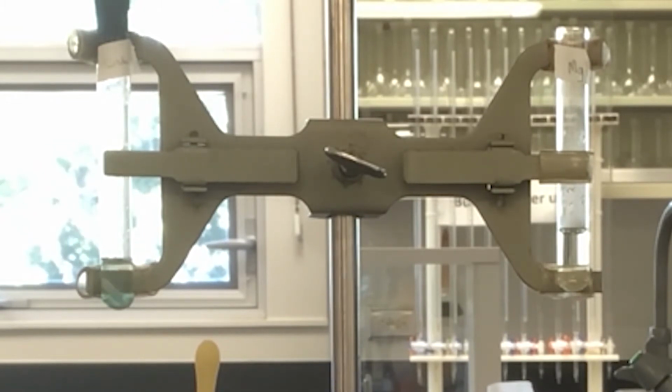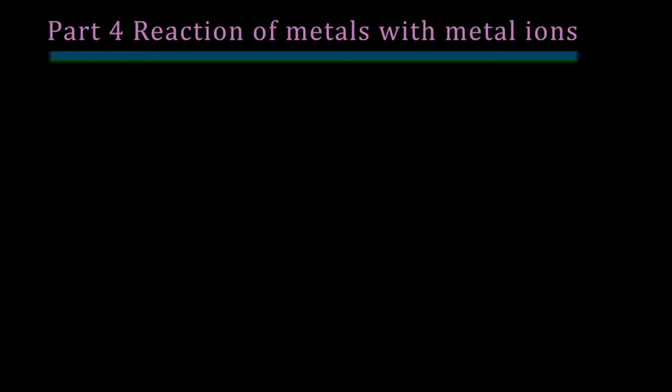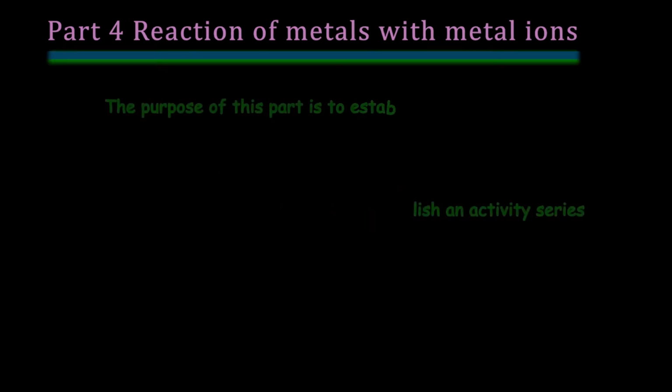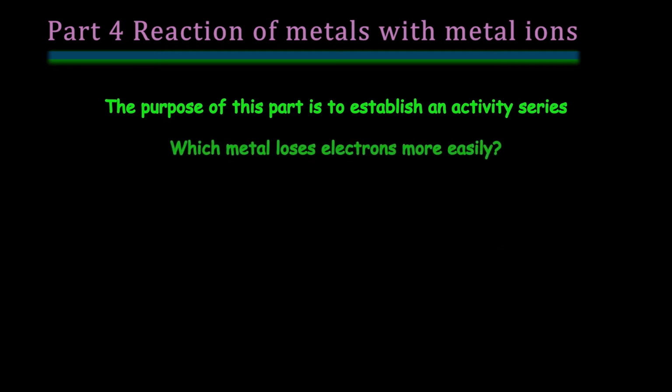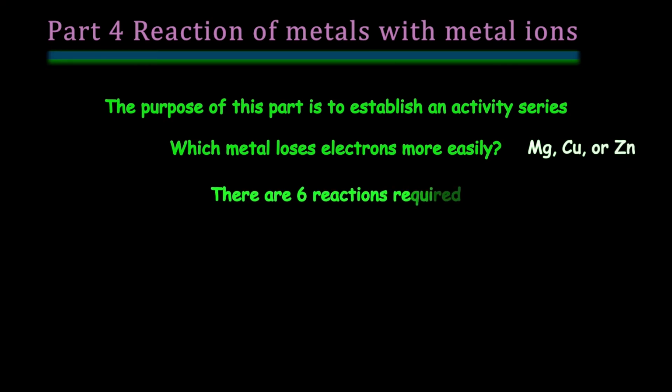At the end of this video, answer the questions in your lab manual for this experiment. Part 4 is the reaction of metals with salts of different metal ions in aqueous solution. The purpose of this part is to establish an activity series, rank in order of decreasing ease of oxidation. Which metal loses electrons more easily? Magnesium, copper, or zinc? There are 6 reactions required.